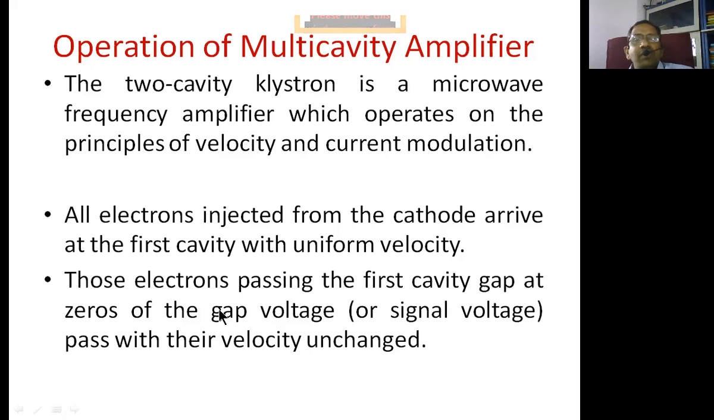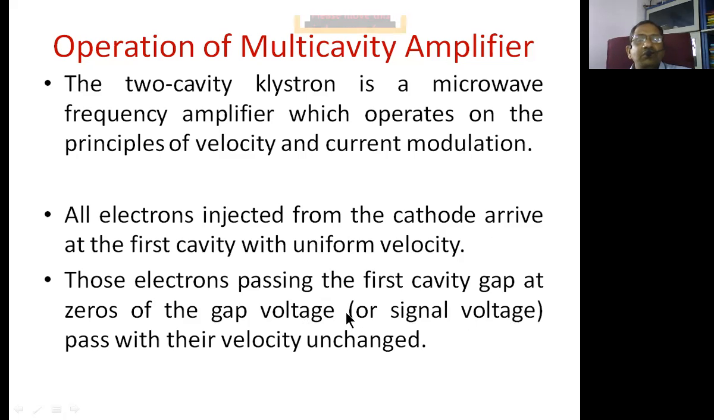Now what happens? These electrons have to pass through the first cavity, known as the buncher cavity, where we apply the input signal. Those electrons pass the first cavity at zeros of the gap voltage. What is the meaning of zeros of gap voltage? That is the signal voltage. The signal is going to vary sinusoidally. When the signal is varying sinusoidally, what will happen now? Every signal is going to have a DC voltage, maximum voltage, minimum voltage, and intermediate values.